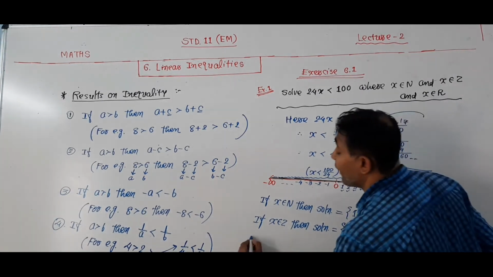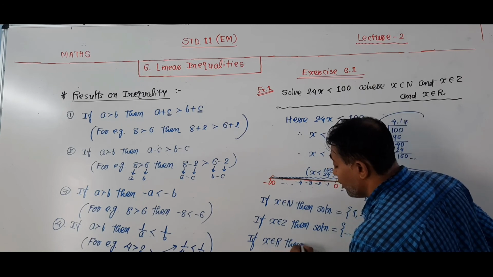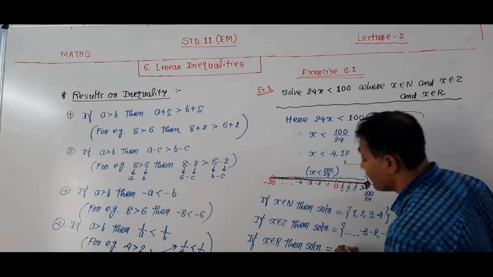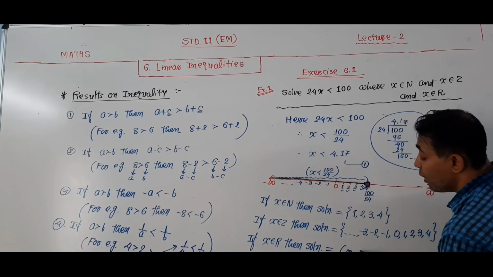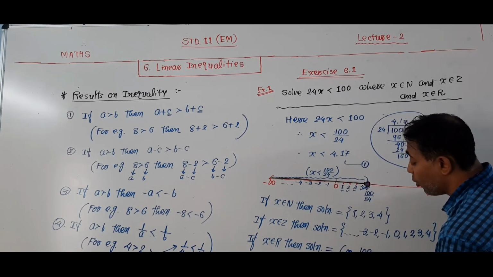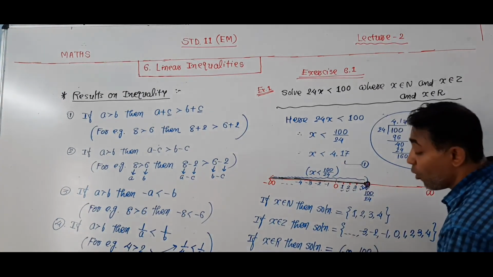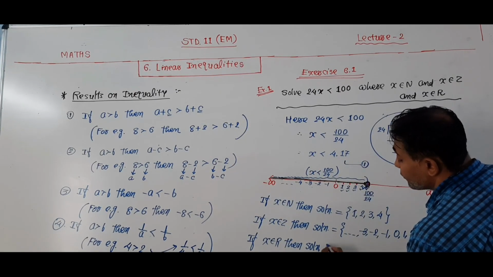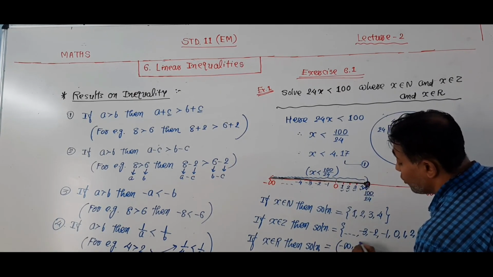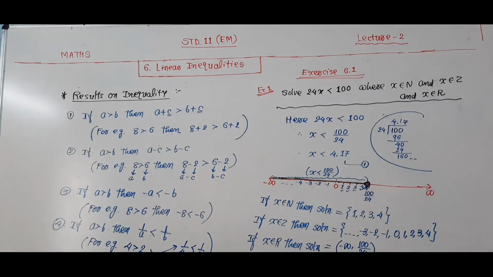And finally, if x belongs to R, then what is the solution? You can say minus infinity to 100 by 24, both sides open. So finally, minus infinity to 100 by 24 as an open interval is the answer, right? So this is the end of the example.